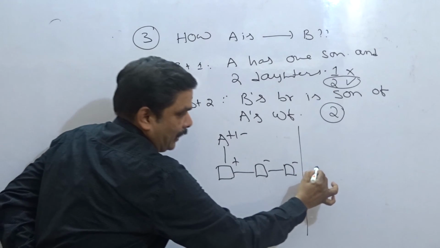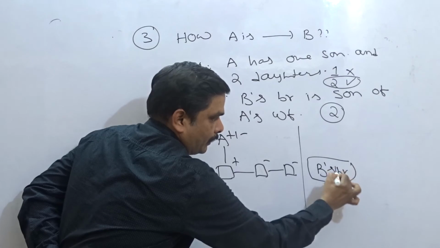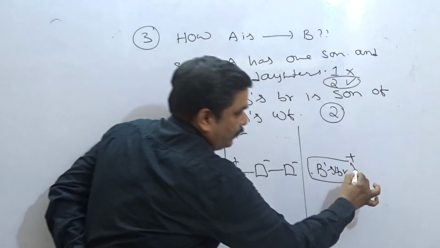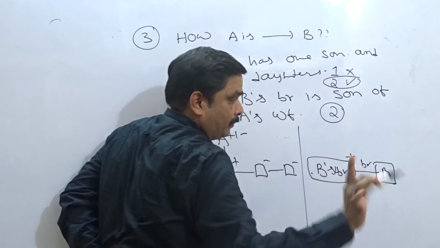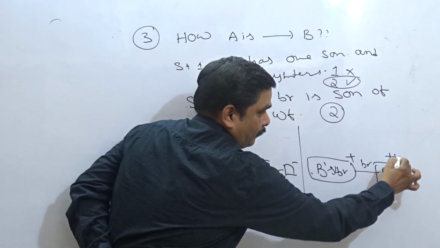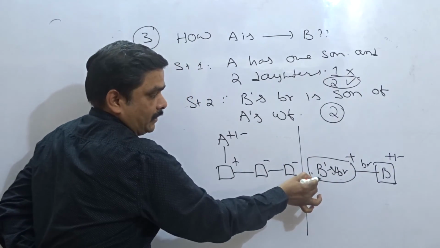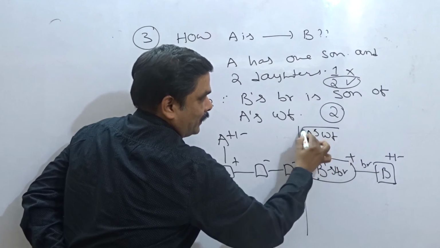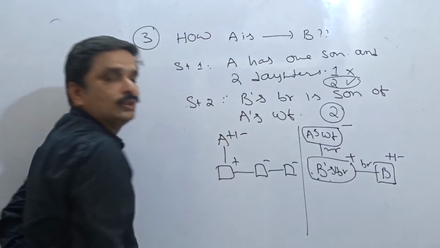B's brother. I am writing this person as B's brother. B's brother, male. When this is B's brother, this person is brother of B. But remember, I don't know the gender of B, male or female. Now, B's brother is son of A's wife. This is A's wife, female. This lady is mother of these two.